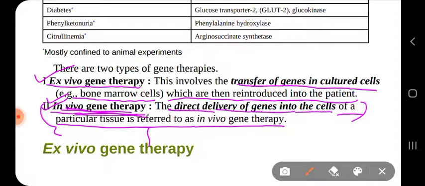So in vivo gene therapy is, you can say, a shortcut, a very quick process. No long lengthy process is needed, but there is an uncertainty about whether the gene is getting expressed or not. But in ex vivo gene therapy, at every stage we are manipulating the gene expression. We are checking for its expression. That means we are screening them by introducing the gene into the culture cells. Then we check their expression. Then we reintroduce those culture cells into the patient again.